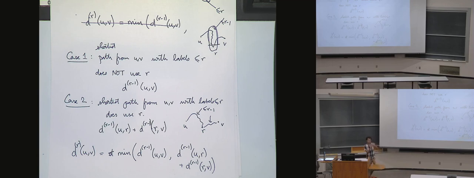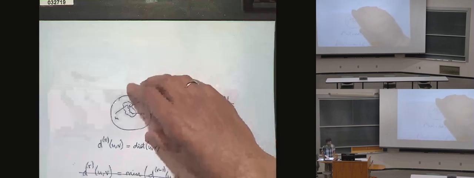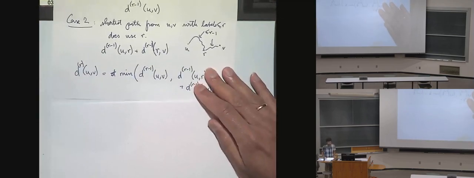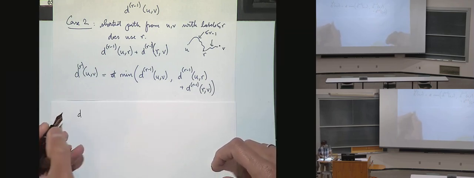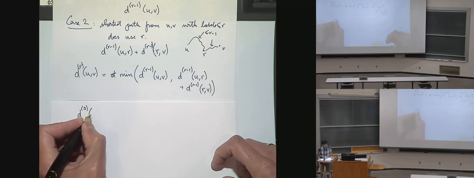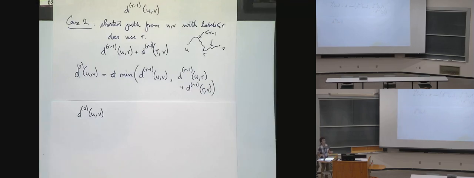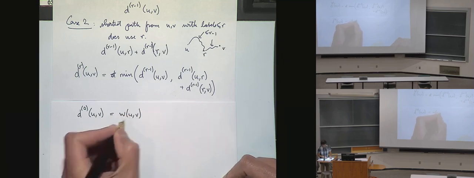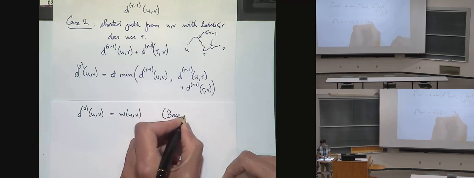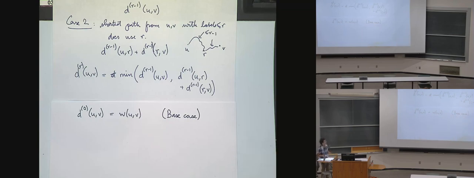So you can think of it as the intermediate set is going to keep increasing. Initially, when you look at D1 of UV, actually maybe it's worth doing that exercise. Let's look at the base case. What is D0 of UV? Which means you don't get to use any intermediate labels. This is just going to be the weight of UV. This is your base case. It's saying don't use any intermediate vertex.